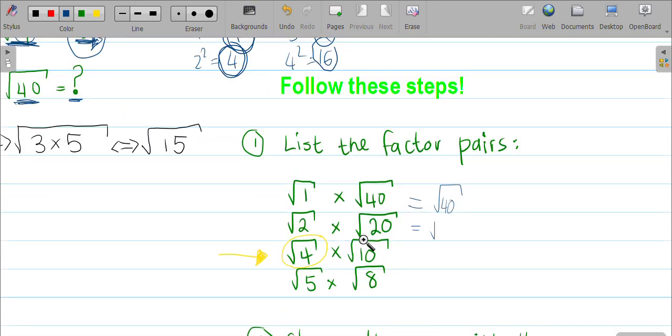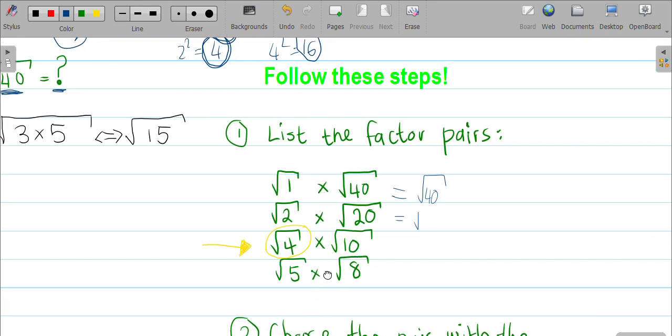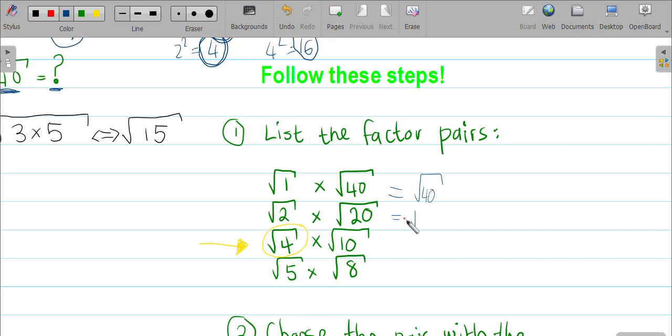Now why is that important? When we follow these steps to simplify the square root of 40, what we need to do is list the factor pairs. That is step number one. Please follow along. What are the factor pairs of 40? 1 times 40 is 40. 2 times 20 is 40. 4 times 10 is 40. And 5 times 8 is 40. So that is step number one.